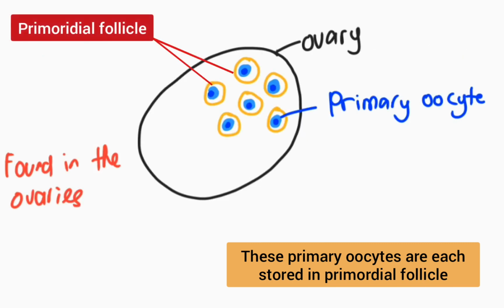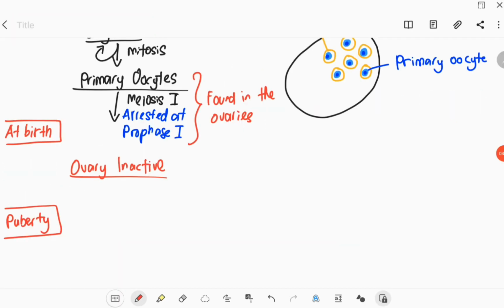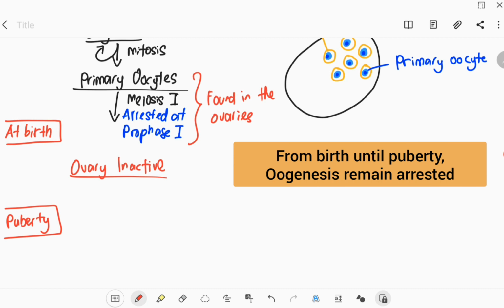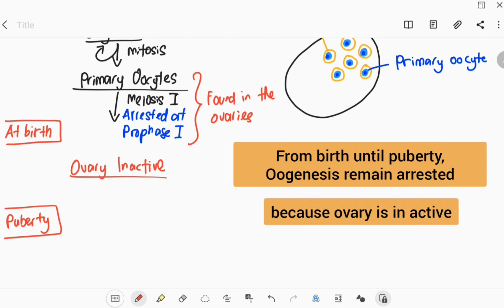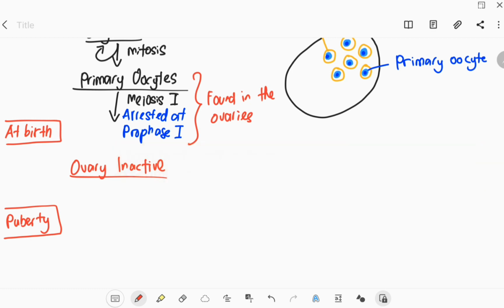So primary oocyte itu bukannya randomly berada dalam ovary, tetapi sebenarnya dia di dalam satu structure kita panggil sebagai primordial follicle. Follicle tu macam satu structure yang akan tolong protect the primary oocyte. From the point of birth until puberty, the process of oogenesis tak akan continue. So maksudnya nothing will happen to the primary oocyte. Kenapa? Sebab at this point ovary has become inactive. So kalau ovary itu tidak aktif, maksudnya process of oogenesis pun tidak akan sambung balik. So basically primary oocyte itu just stay di dalam primordial follicle yang kita jumpa di dalam ovary.